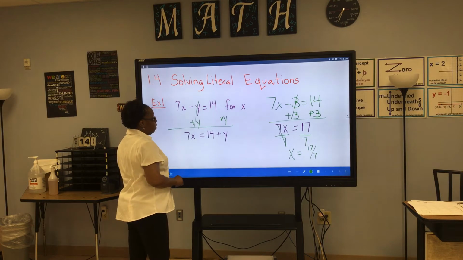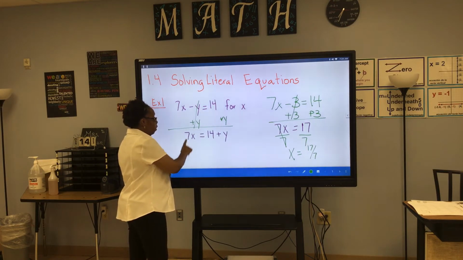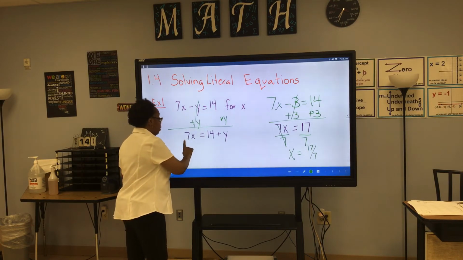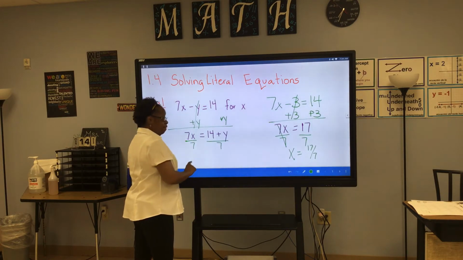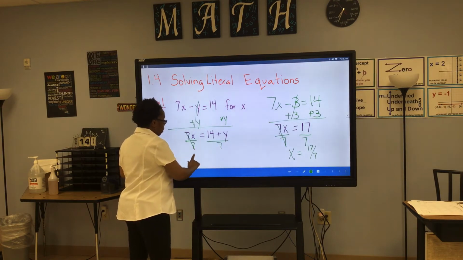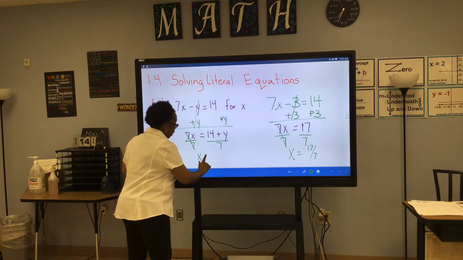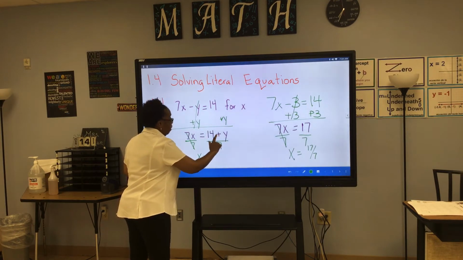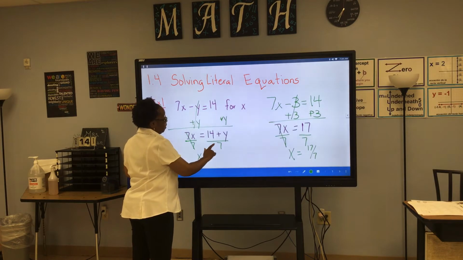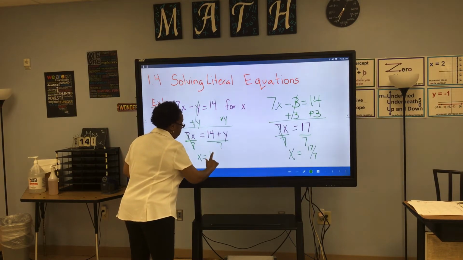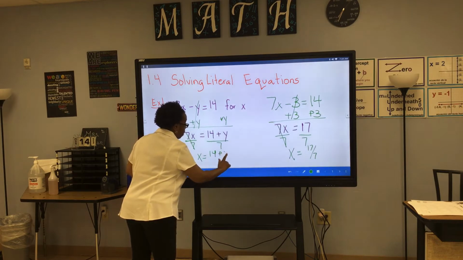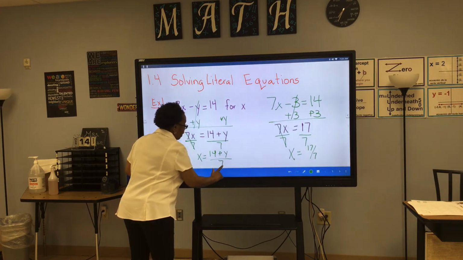So on here, same way, we want x by itself. We want to undo the multiplication, so we divide by 7. We have to divide everything by 7. So the 7's cancel. That leaves me with x equals all of this, because I cannot, well, actually, I'm going to be able to simplify. But right now, we're going to bring it down like it is. So 14 plus y over 7.